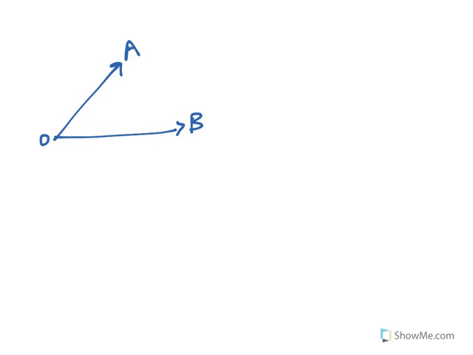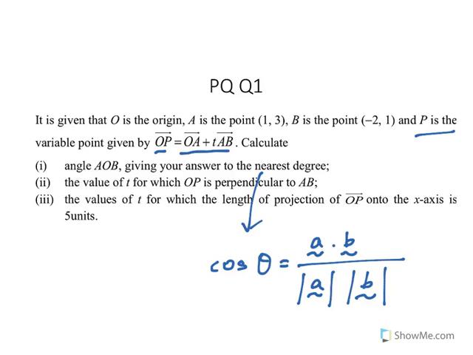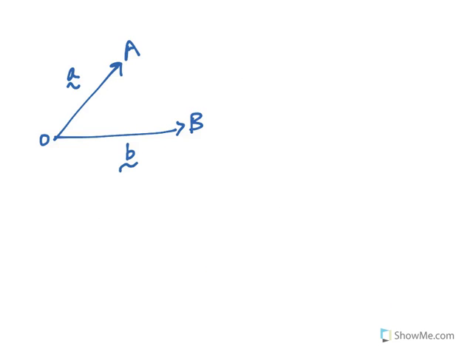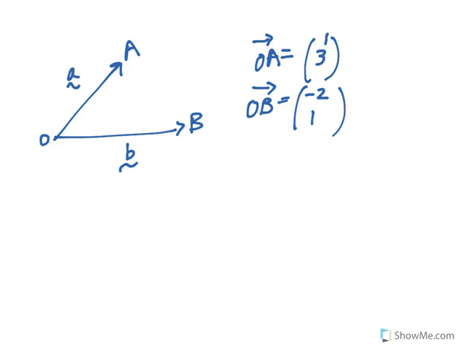And so we are using vector A and vector B, free vectors. Right, so what's OA? You can see that OA is nothing but the vector (1, 3). OB is nothing but the vector (-2, 1). Okay, so first, you need to find the angle AOB. Quickly we can just use the formula, and this is cosine AOB.